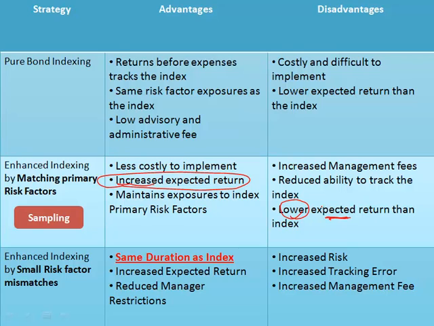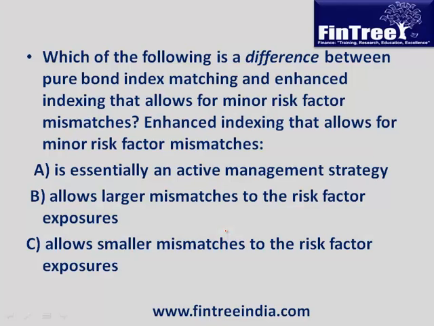I think you can use this point on all the portfolios which are not pure bond indexing. So this is a common point. These points are relatively easier to remember. Risk increases, tracking error increases, and management fee increases. So try to remember these points, because if required you should be able to write them as they are. Should we move on? Please try to answer a few of them.